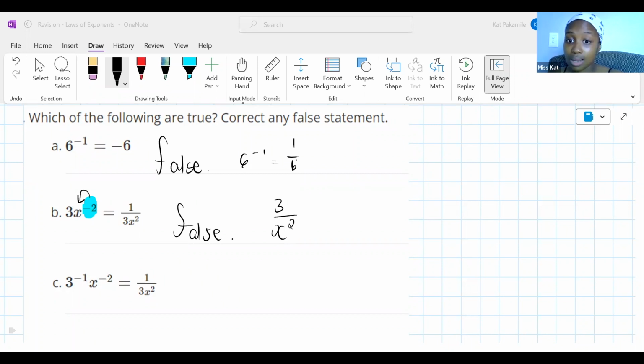Everyone who said true, do you all understand why this cannot be true? It's very important to be able to understand this. Okay, nobody's saying anything, so I don't know. I'm hoping you understand. Let's talk about C. Is C true or false?